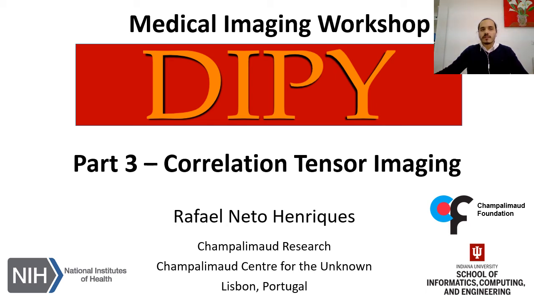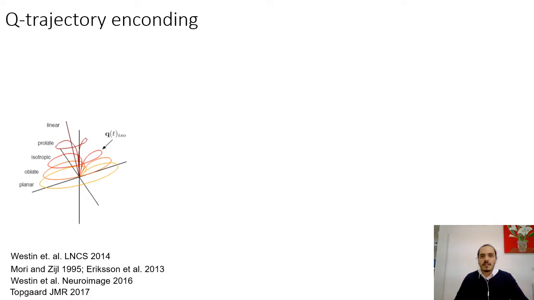Welcome to the last part of the talk, Key Space Trajectory Imaging. In this part, I will be talking about a novel framework to resolve kurtosis sources in a more general way using correlation tensor imaging. So, just a quick recap of the last talks.